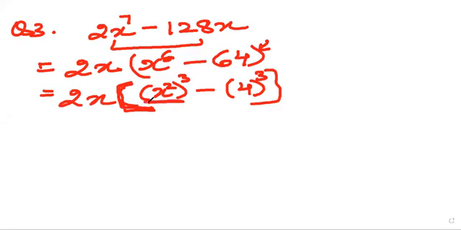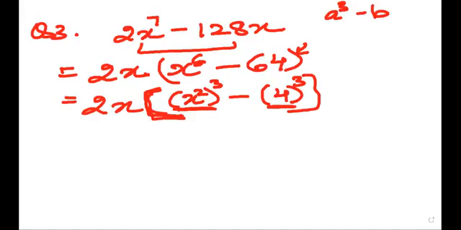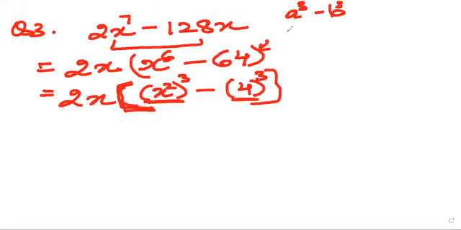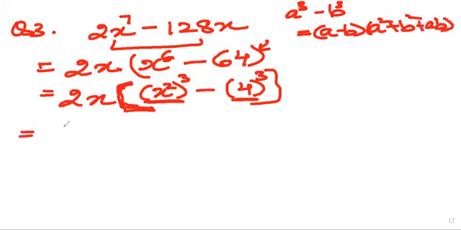Okay. So now, children, here we got the formula a cube minus b cube. And I guess everyone knows the formula. What is the formula of a cube minus b cube? Yes, tell me. Okay, so a cube minus b cube is actually (a minus b) then (a square plus b square plus ab). Okay, this is the formula. So let's apply the formula here. 2x will be out. So here a is actually x square and b is 4.